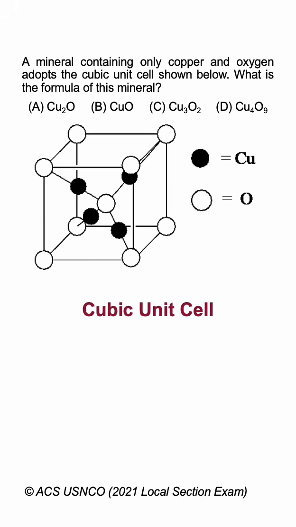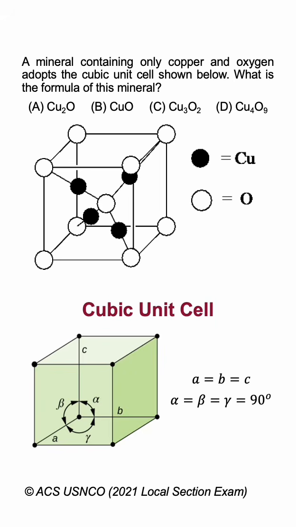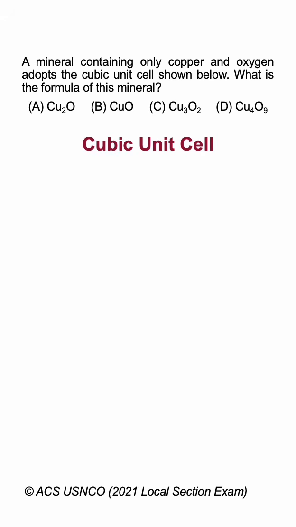So the system belongs to the cubic crystal system, and we will deduce the chemical formula of the solid by counting the number of atoms based on their positions in the unit cell. In a crystal structure, unit cells repeat in all directions. This means atoms sitting on boundaries are shared between neighboring cells.